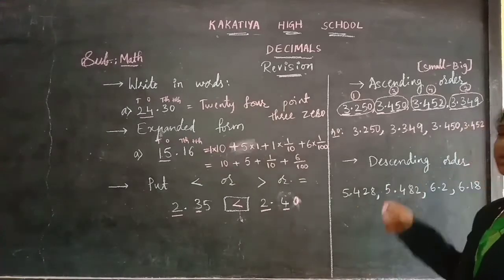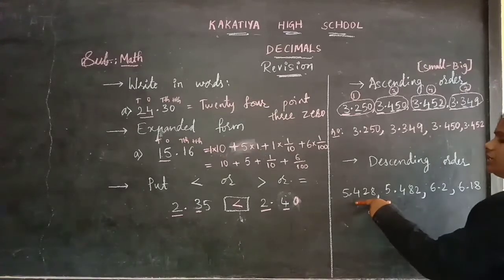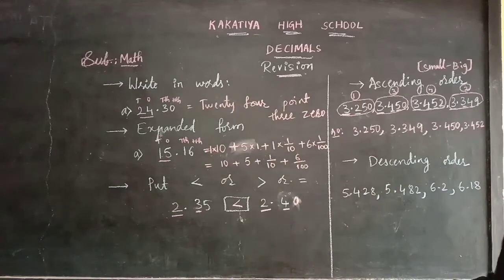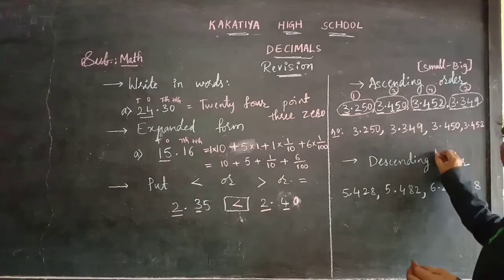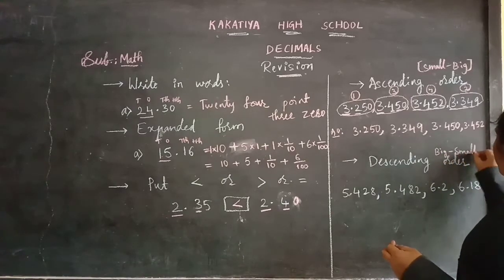Now coming to the next bit, decimal numbers in descending order. We need to arrange the given numbers into descending order. Descending order means we arrange the given numbers from big number to small number.